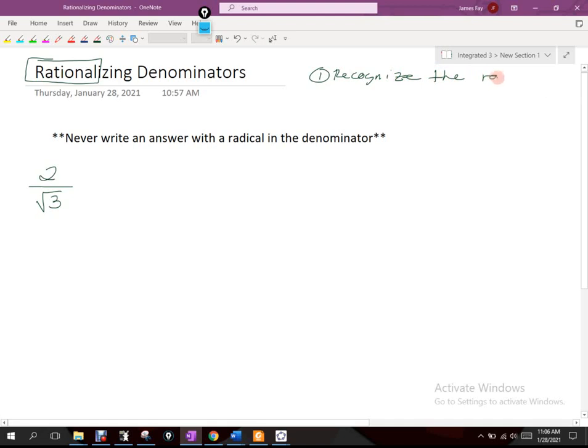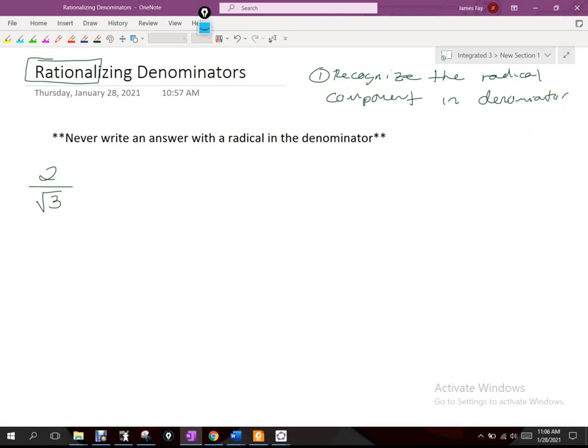the radical component in the denominator. Okay, because that's the issue. That's what we want to get rid of, so we have to target that thing. So in our case, it's radical 3, right?